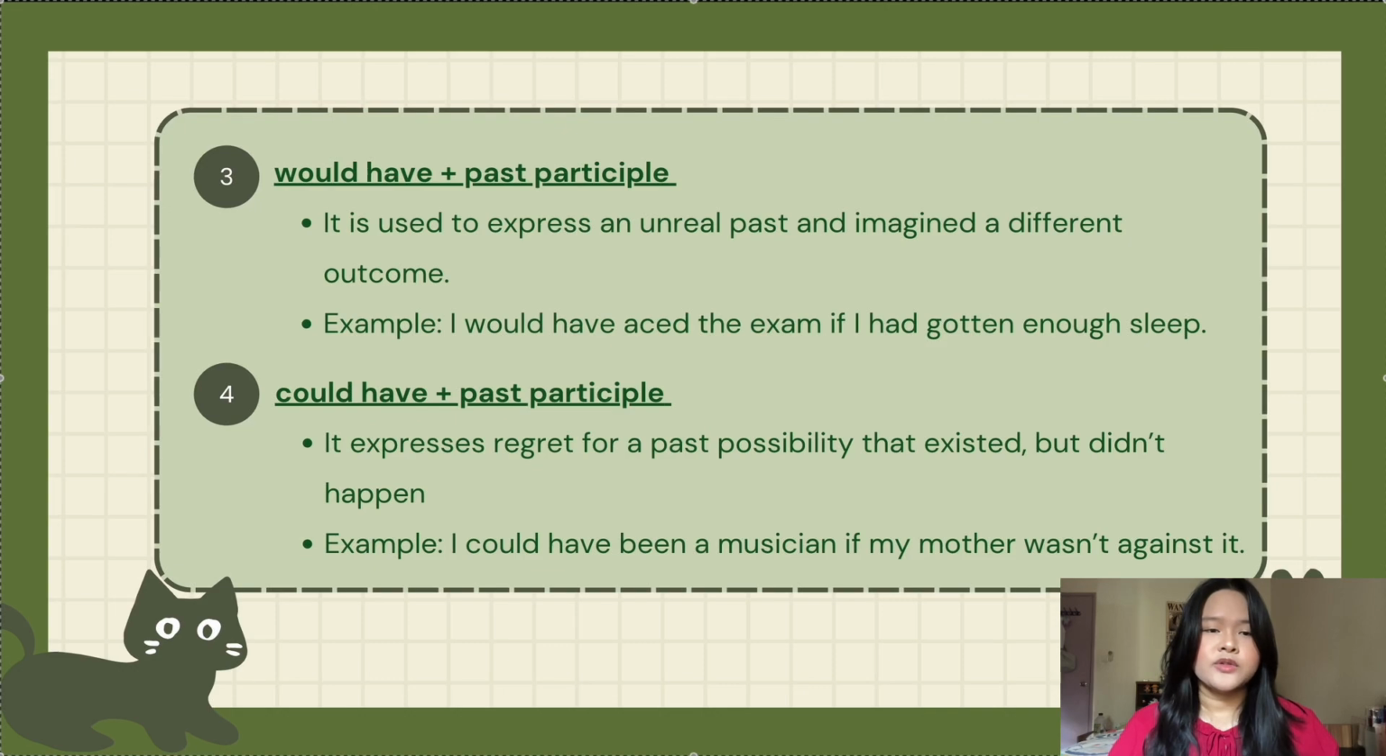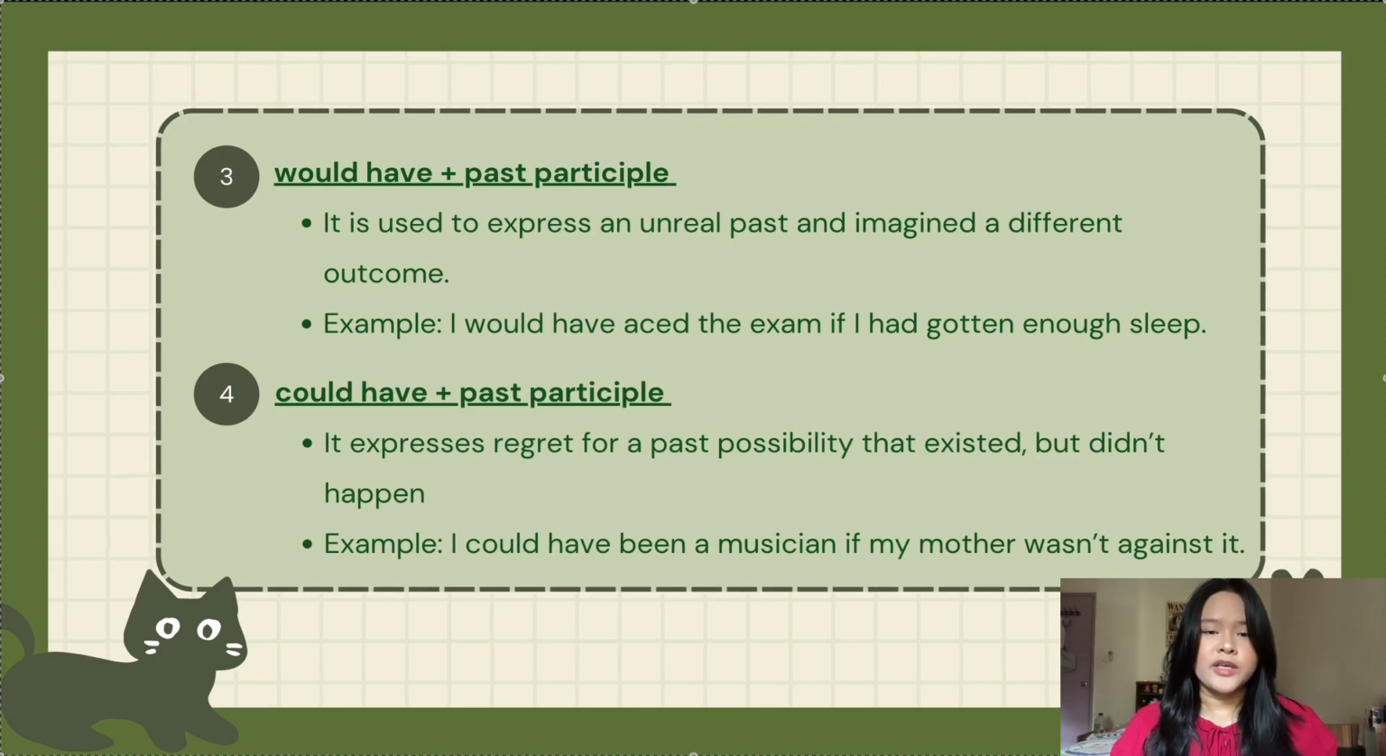Lastly, we use could have plus past participle to express regret for a past possibility that did exist but didn't happen. For instance, I could have been a musician if my mother wasn't against it. This shows a missed opportunity. Being a musician was possible, but the situation stopped it from happening. Could have expresses a past possibility that didn't occur.